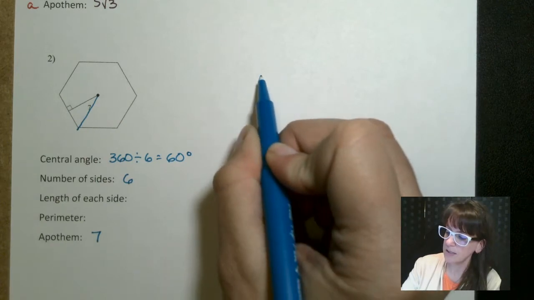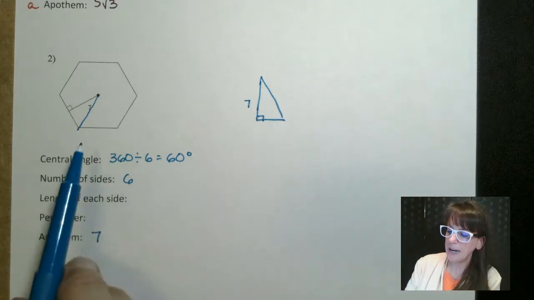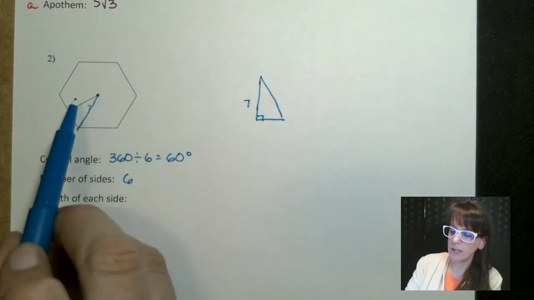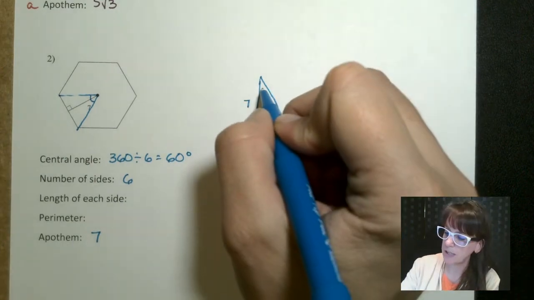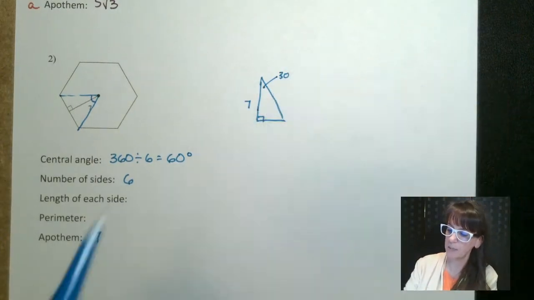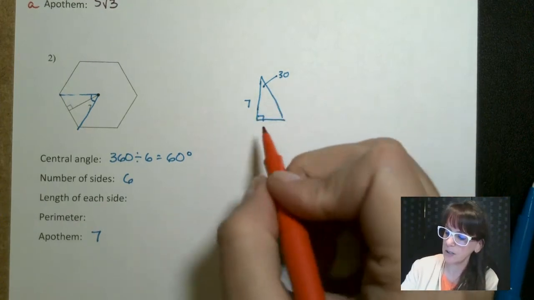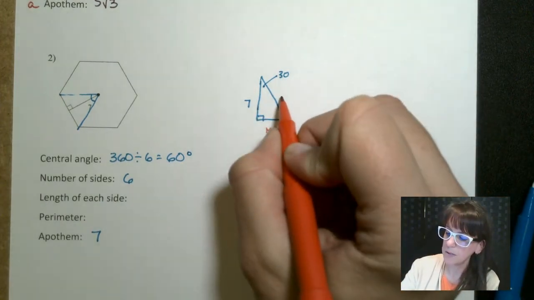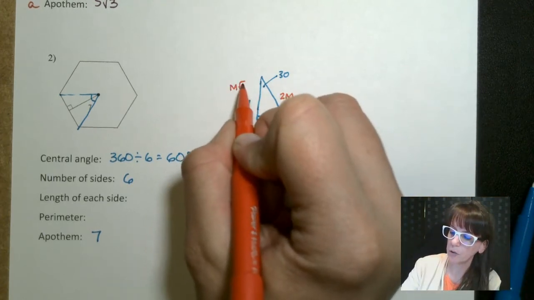We know that this is 7 right here. And now the central angle is this guy right here. That's 60, but we need to cut it in half. So this guy right here is 30 degrees. So it helps to use a different color. We're going to say opposite 30 is our m. Our hypotenuse is double that. This guy right here is m root 3.